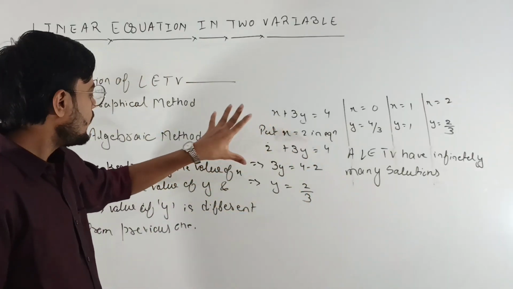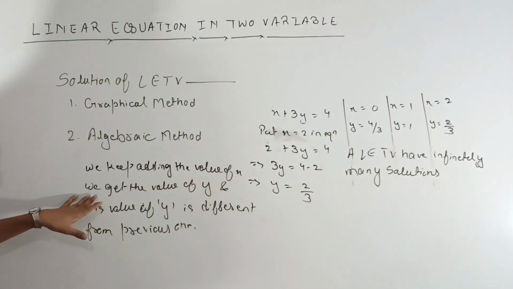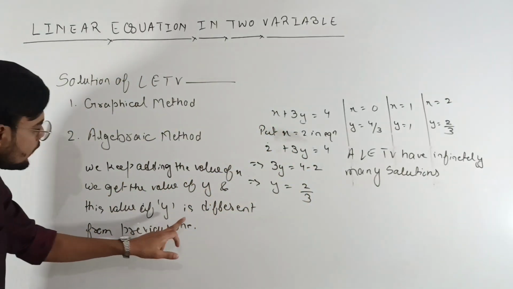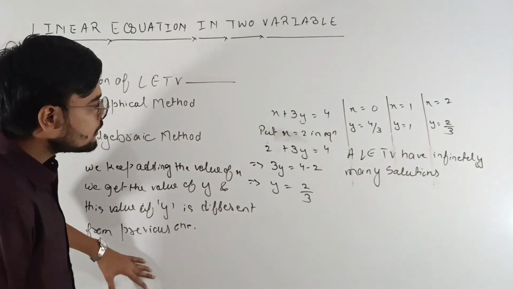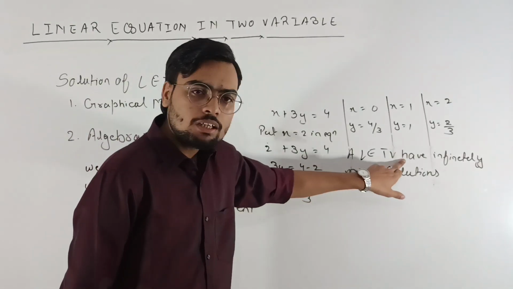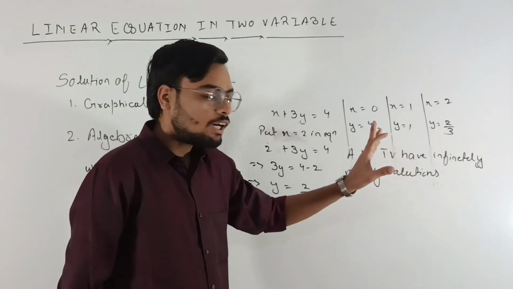Understood? Then from this we keep adding the value of x, we get the value of y, and this value of y is different from previous one. And from this we get that a linear equation in two variable have infinitely many solutions.